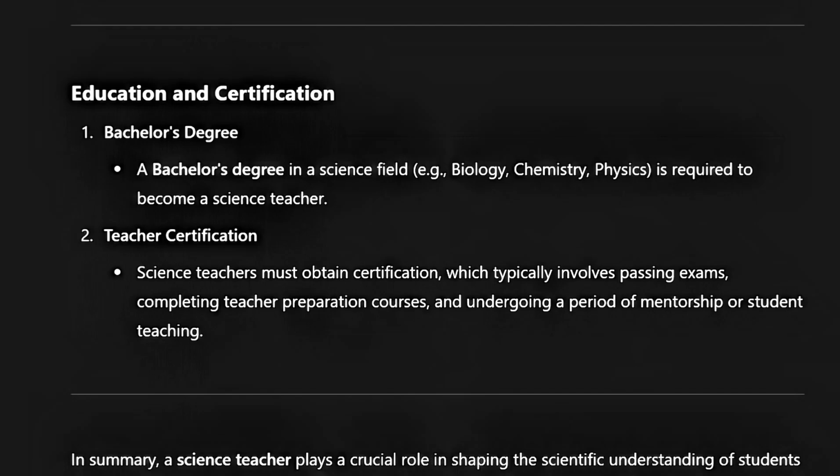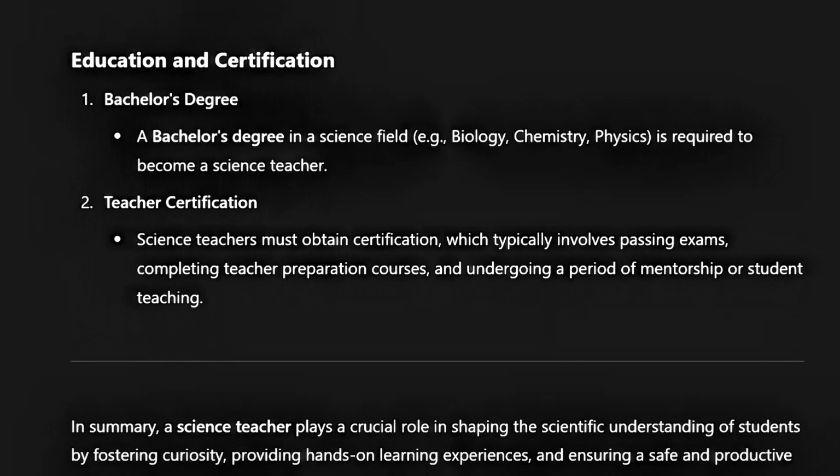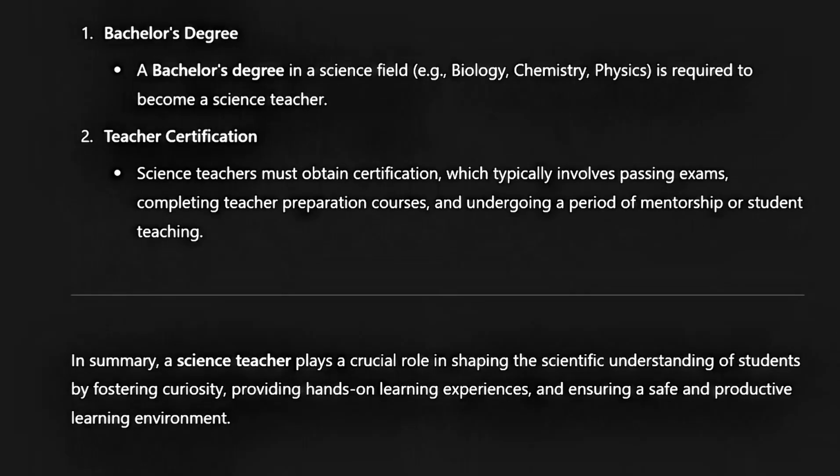1. Bachelor's degree. A bachelor's degree in a science field, e.g. biology, chemistry, physics, is required to become a science teacher. 2. Teacher certification. Science teachers must obtain certification, which typically involves passing exams, completing teacher preparation courses, and undergoing a period of mentorship or student teaching.